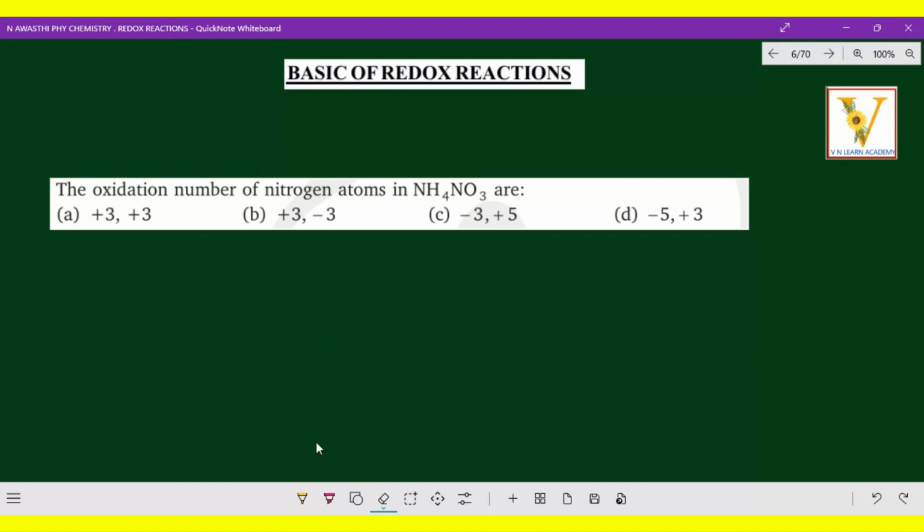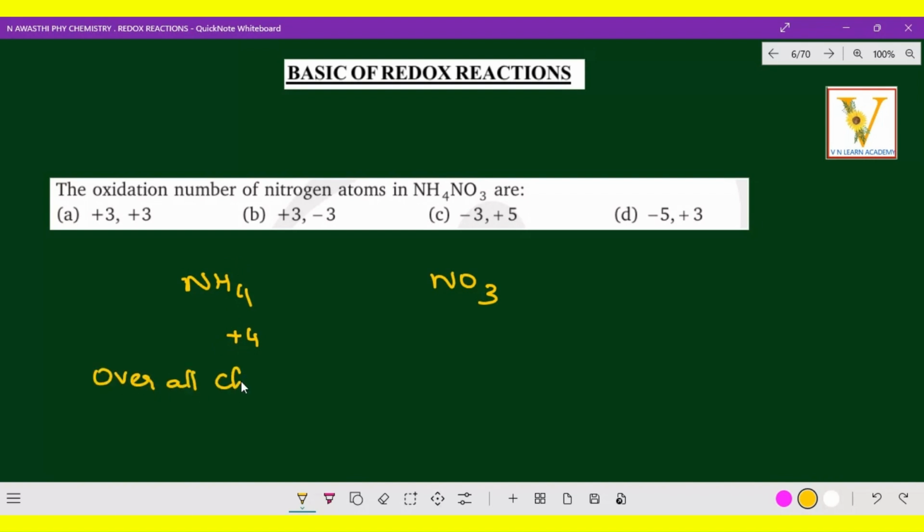Nitrogen atom in NH4NO3. Right now, this is very simple. Nitrogen atom only they are asking. So here NH4NO3: this is the overall charge of ammonium with that nitrogen, and the overall charge of nitrate with that nitrogen. Let us identify. So here hydrogen is +1, so that means this is +4.